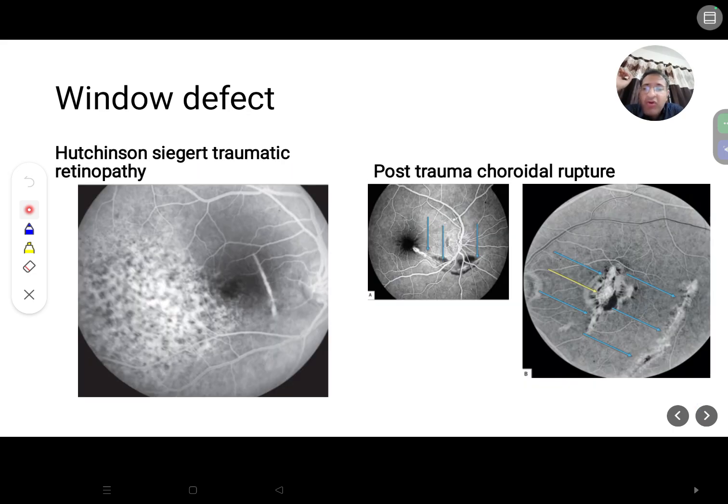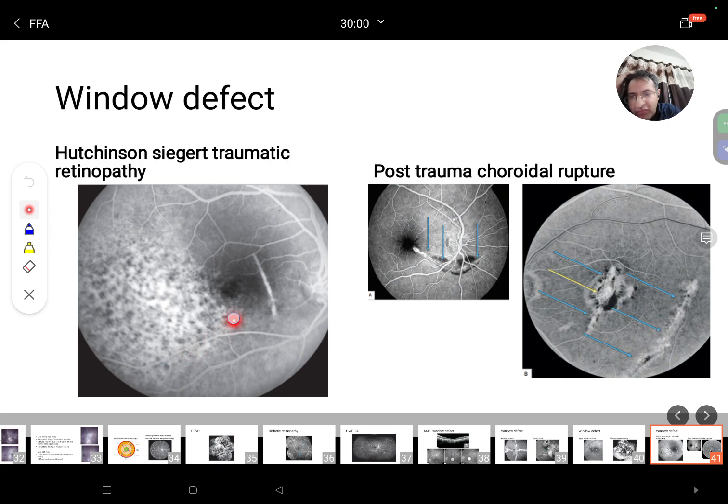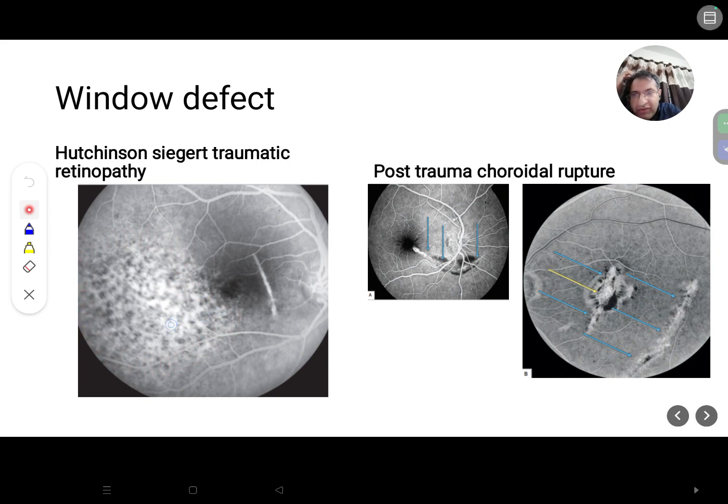The next example of window defect is the traumatic retinopathy. What happens in traumatic retinopathy? The RPE defect can happen. When the RPE defect happens, we can see many hypo along with hyperfluorescent dots, which show us the damage which has happened in the RPE.